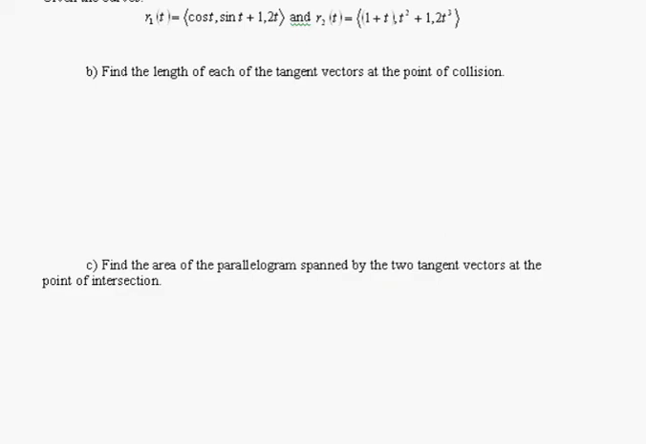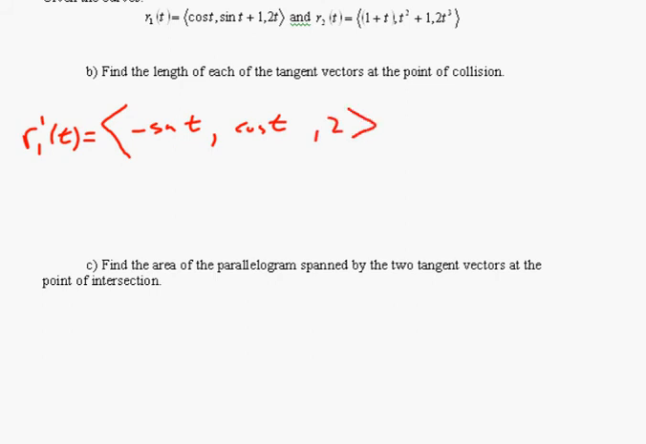All right. So now, let's answer some other questions. It says, find the length of the tangent vectors at the point of collision. So tangent vectors, you get them by taking the derivative of the vector function. So R1 prime of t. You take the derivative of all its components. The derivative of cosine is negative sine of t. The derivative of sine of t plus 1 is cosine of t. And the derivative of 2t is 2.